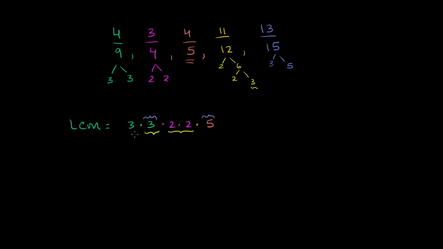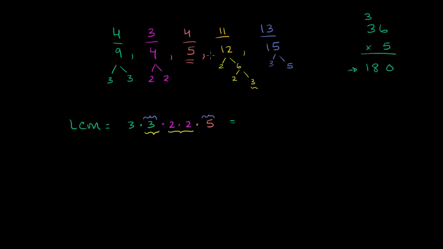So this is our least common multiple, and we can just take this product. And so this is going to be equal to 3 times 3 is 9. 9 times 2 is 18. 18 times 2 is 36. 36 times 5. You could do that in your head if you like, but I'll do it on the side just in case. 36 times 5, just so that we don't mess up. 6 times 5 is 30. 3 times 5 is 15, plus 3 is 18, so 180. So our least common multiple is 180.